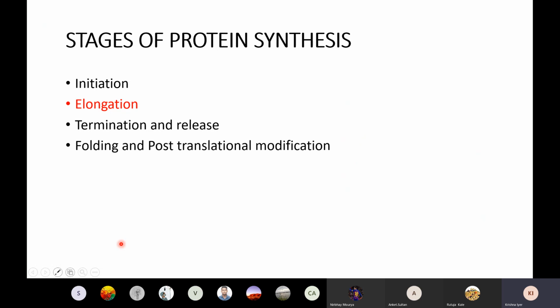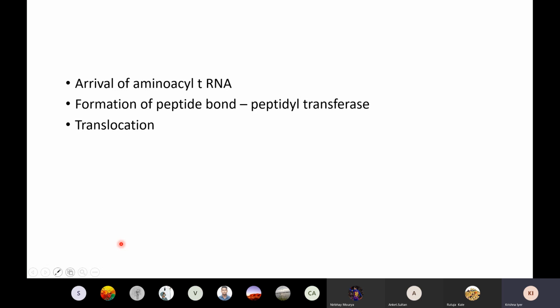elongation. Now, see what happens in this step. In elongation, the second amino acid tRNA will come. The second means the one which is the first amino acid after the AUG or the methionine. In case of prokaryotes, it is formyl methionine. In case of eukaryotes, it is simply methionine. So this amino acid tRNA, which codes for the second amino acid of the peptide chain, will come.